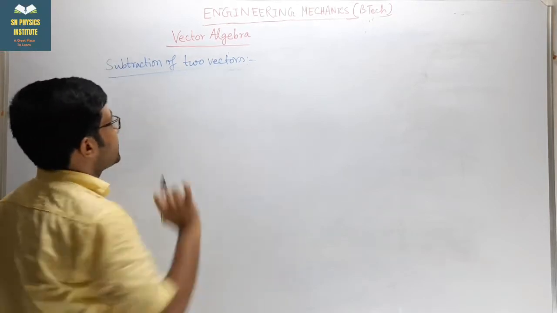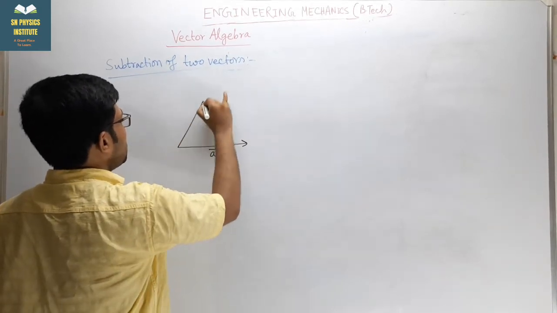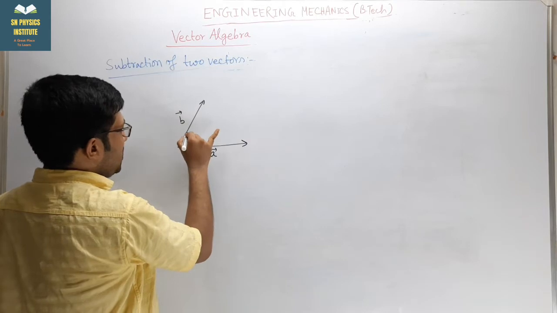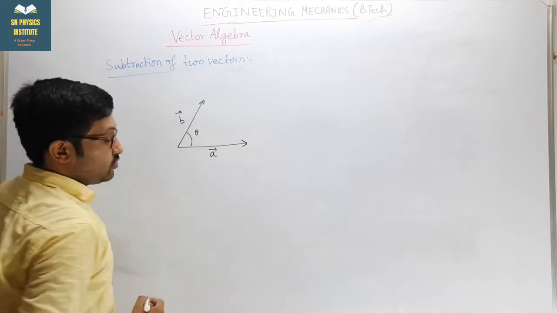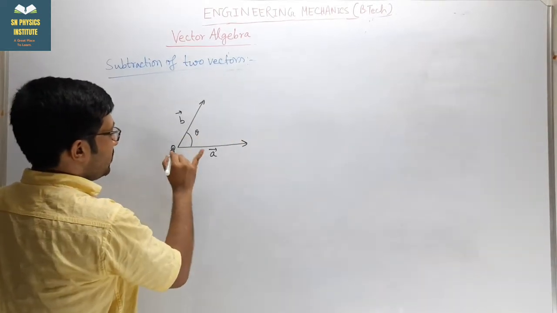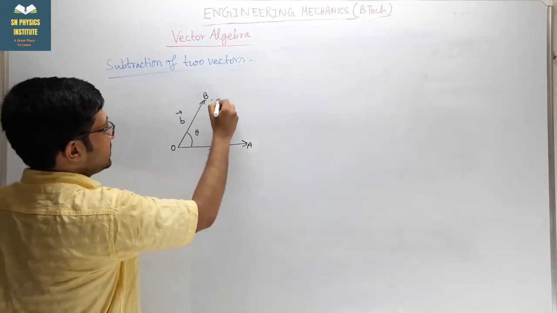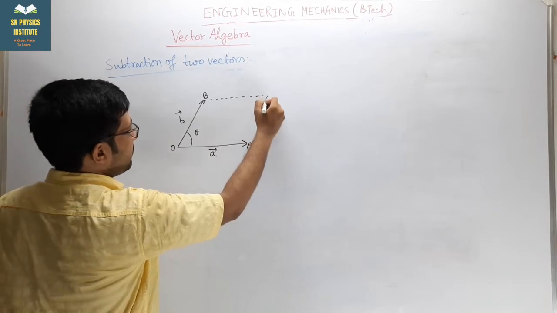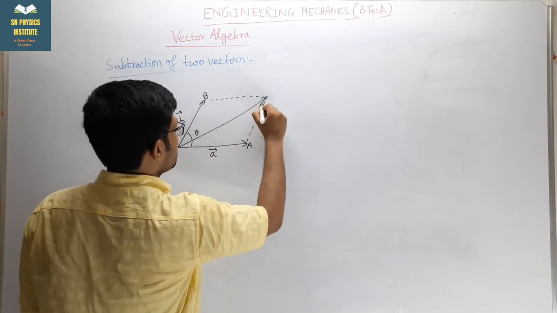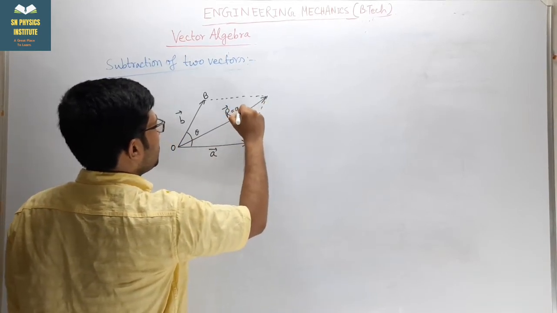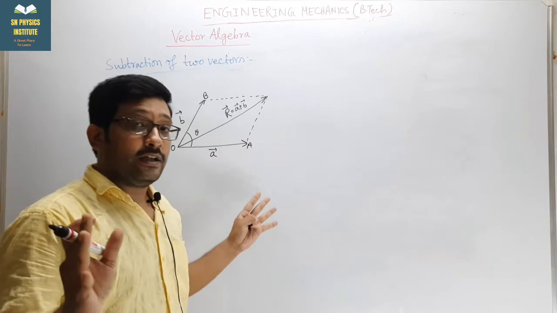So now I am considering the subtraction of the two vectors. This is your A vector and this is your B vector. If they are making angle theta, then what is the resultant of the two vectors? It is very simple. If O is the point, OA is A vector, OB is B vector, and if we consider the parallelogram with adjacent sides A vector and B vector, the resultant between them is R. R is equal to, you can easily write, A plus B. So this is your parallelogram law of vector addition that I had discussed, right?